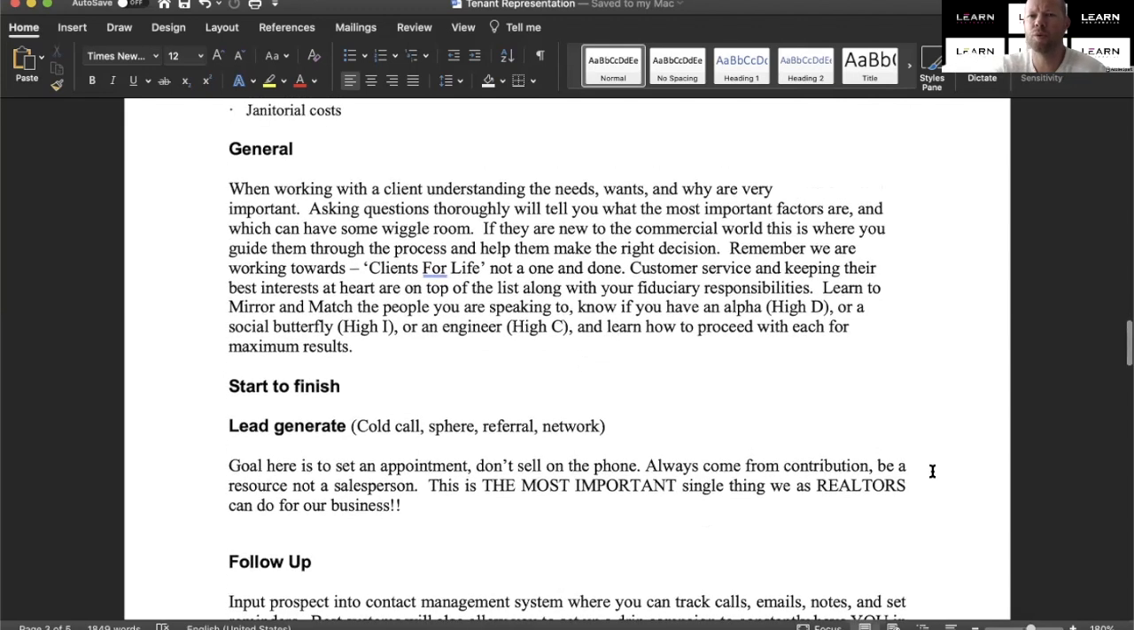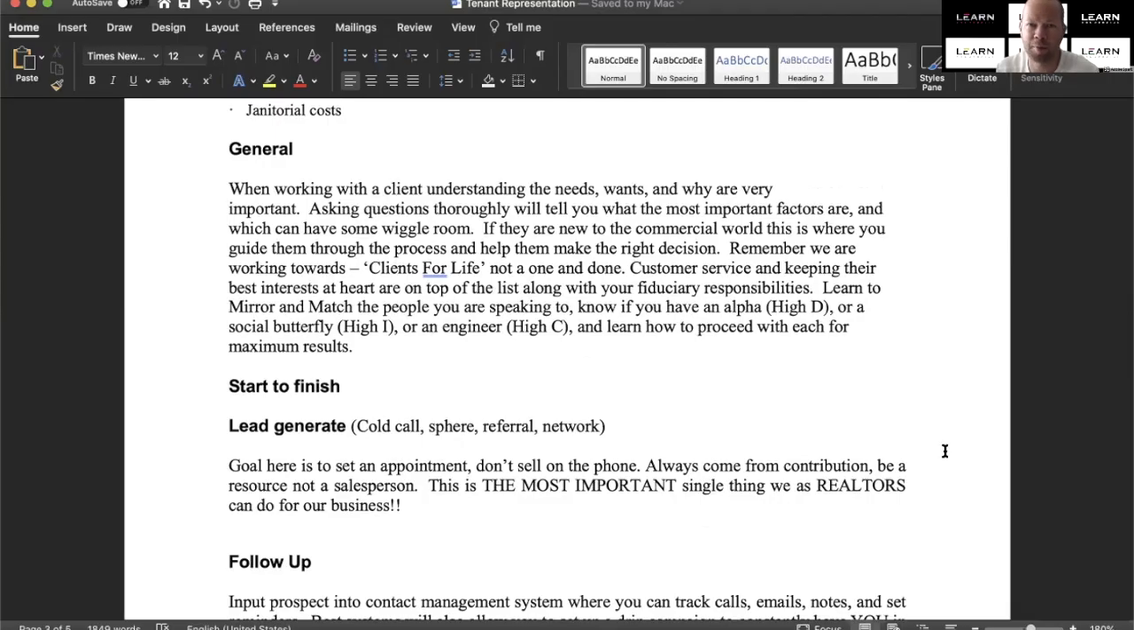All right, so let's go through the start to finish on the tenant representation side. All right, so lead generate. Cold call, sphere, referral, network, doesn't matter where you get a lead from, you're going to get a lead. It's going to happen. Now the goal here is to set an appointment. Don't sell on the phone. Always come from contribution. Be a resource, not a salesperson, right?